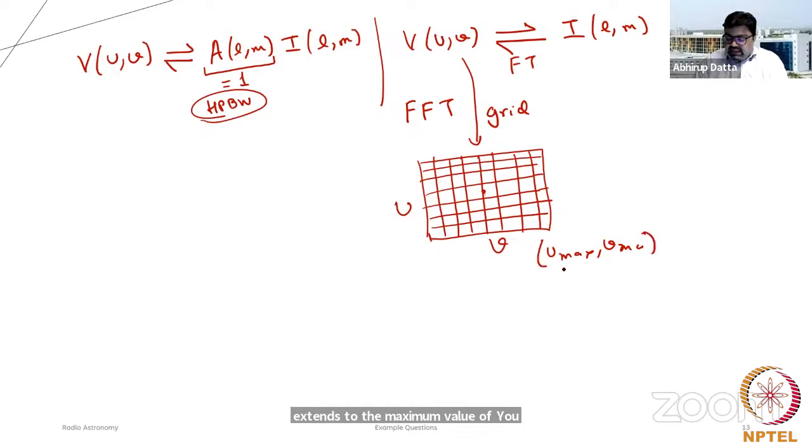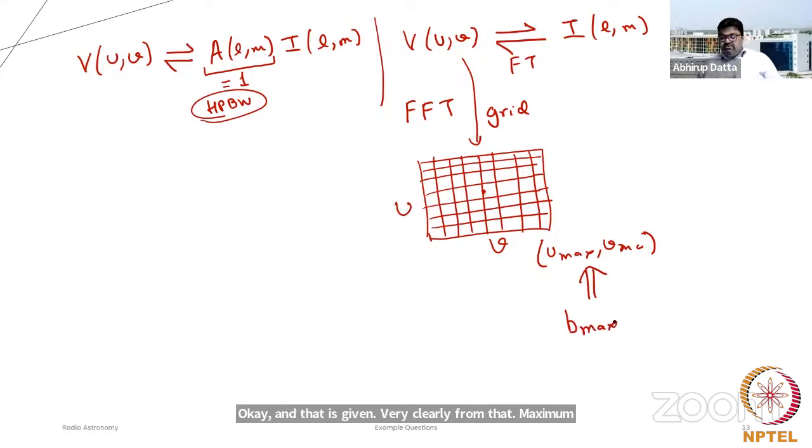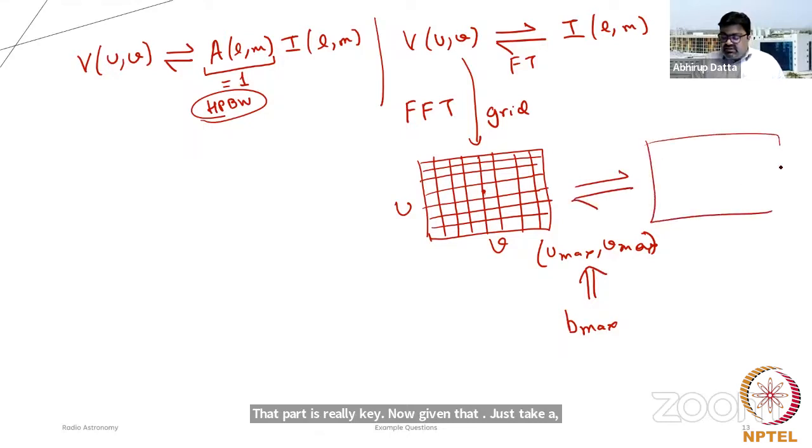Okay, and that is given very clearly from the maximum baseline of the interferometer. There is no doubt about that. That part is very clear. Now, given that, we just take a Fourier transform of that to give the sky plane, giving the image.